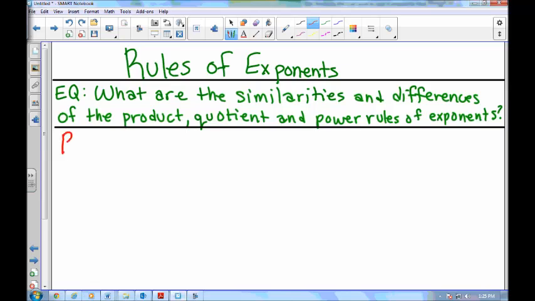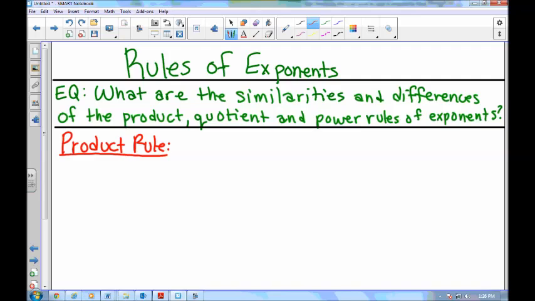We're going to start with the product rule. Who knows what the word product means? Okay, what's your name? Tatiana. She's right. It's the answer you get when you multiply. The answer to a multiplication problem.